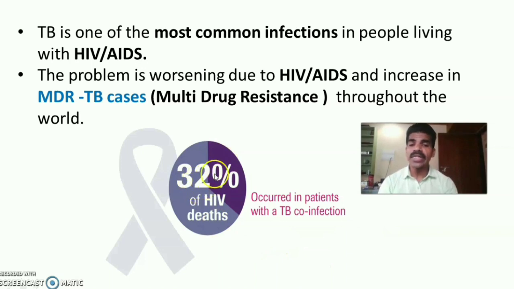Here you can see that 32% of the deaths in HIV patients are due to tuberculosis. So 32% of HIV deaths occurred in patients with TB co-infection. So TB is the co-infection in people suffering from HIV or AIDS, and that leads to nearly 32% of the deaths in HIV or AIDS patients. These are some of the significance in relation to the tuberculosis problem.